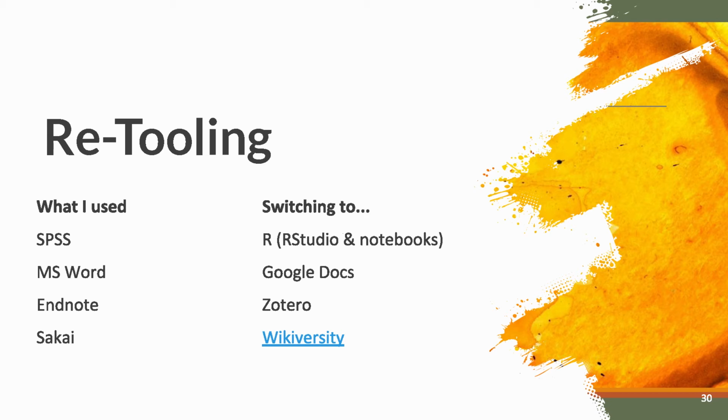And as I've drunk the Kool-Aid, I'm switching to open access for anything that I possibly can. So instead of SPSS, I'm using R. Instead of Word, I'm using Google Docs. Instead of EndNote, I'm using Zotero. And all of my teaching, I'm moving into Wikiversity, which is owned by the same foundation that runs Wikipedia, but a teaching-oriented website.